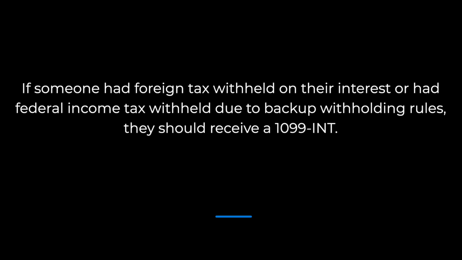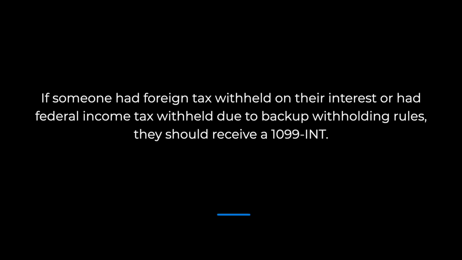If for some reason you didn't receive a 1099 INT, but you know that you earned more than $10 in interest, contact the issuing institution. Just because you didn't receive the 1099 INT doesn't mean that you're excused from paying penalties and interest on unreported income. And if you receive the form after you already filed your return, you can then file a Form 1040X to amend this. It's important to note that if someone had foreign tax withheld on their interest or had federal income tax withheld due to backup withholding rules, they should receive a 1099 INT.